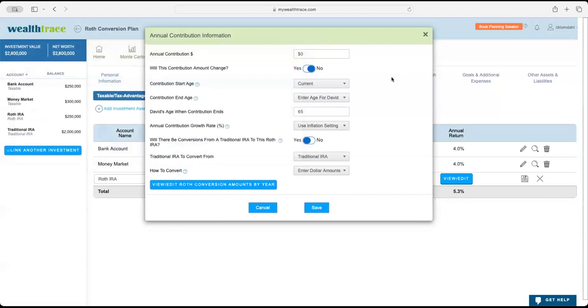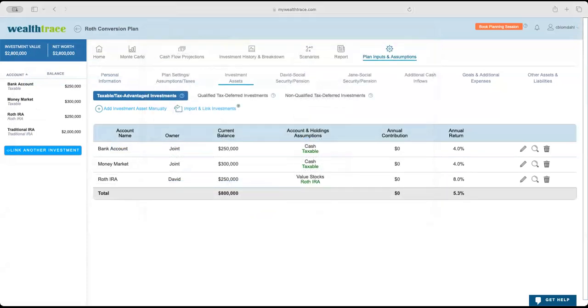That's coming soon. For now, there's a knowledge base article on running multiple Roth conversions at one time. You basically have to add them together and then run it. So for now, that's what you need to do.